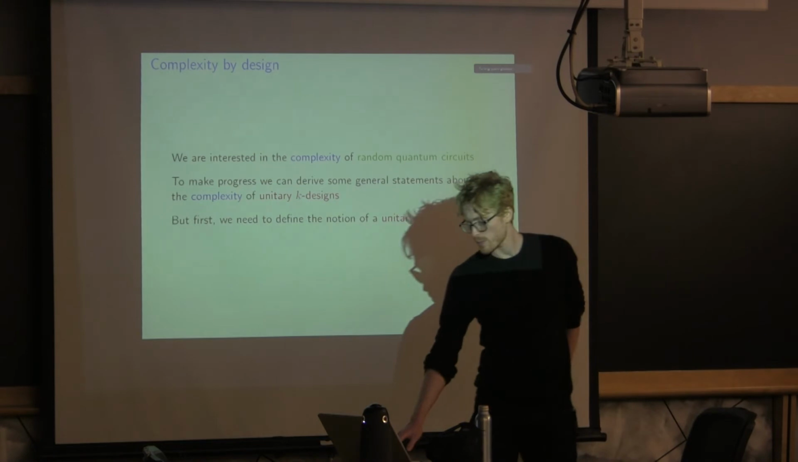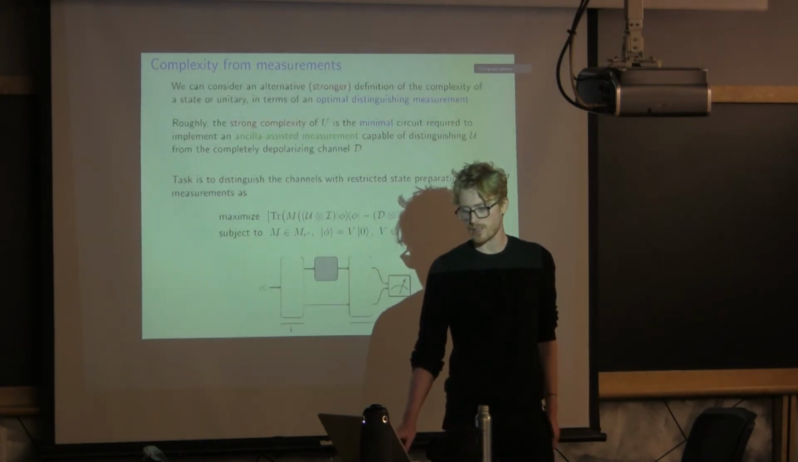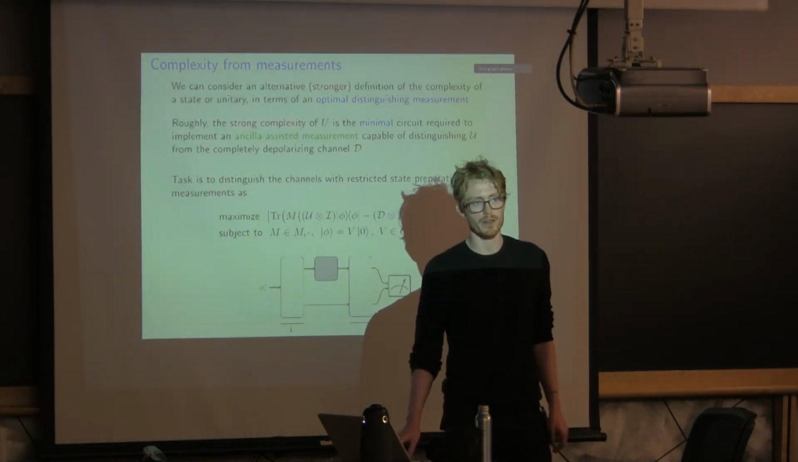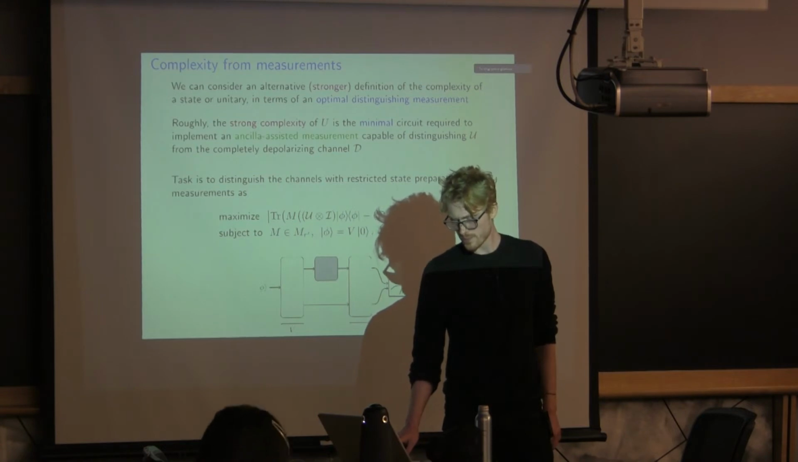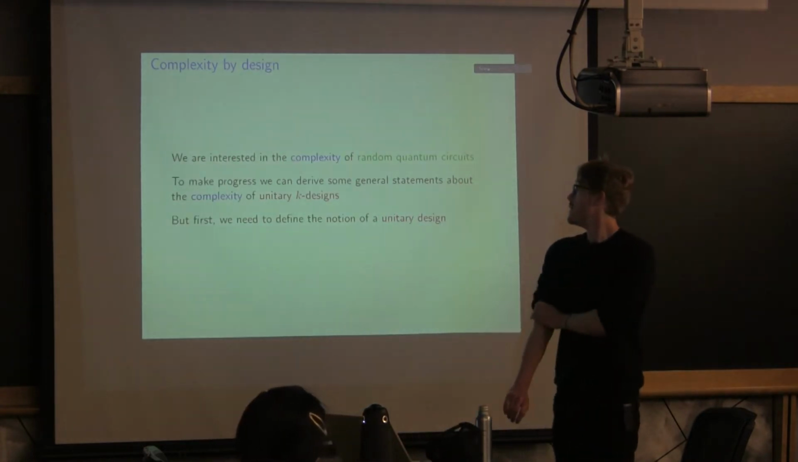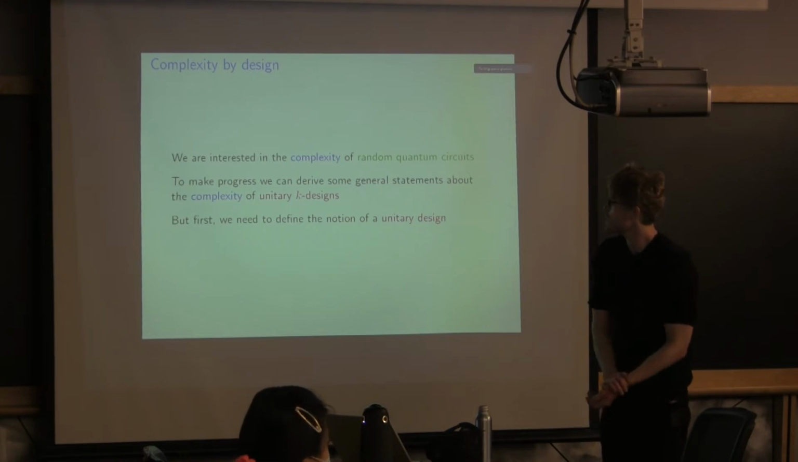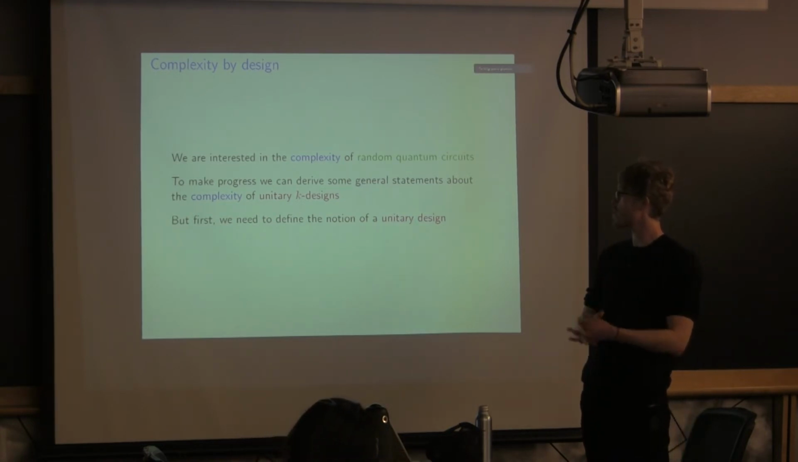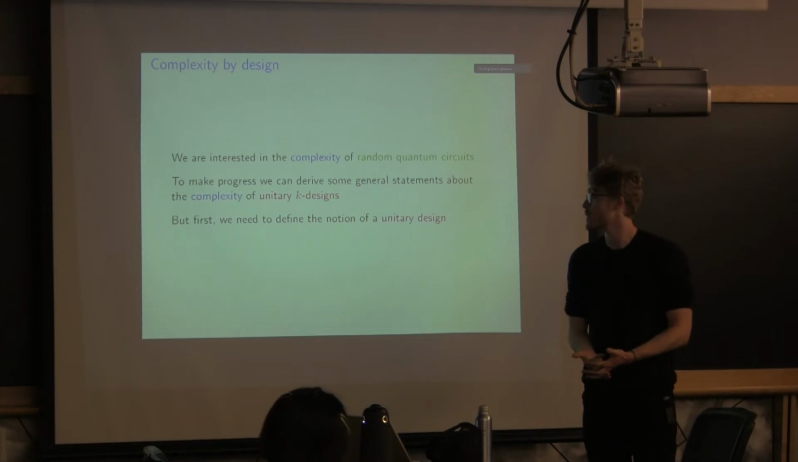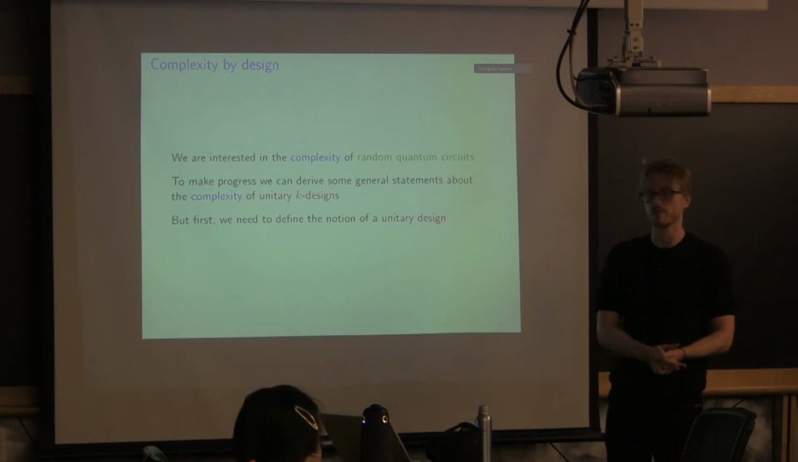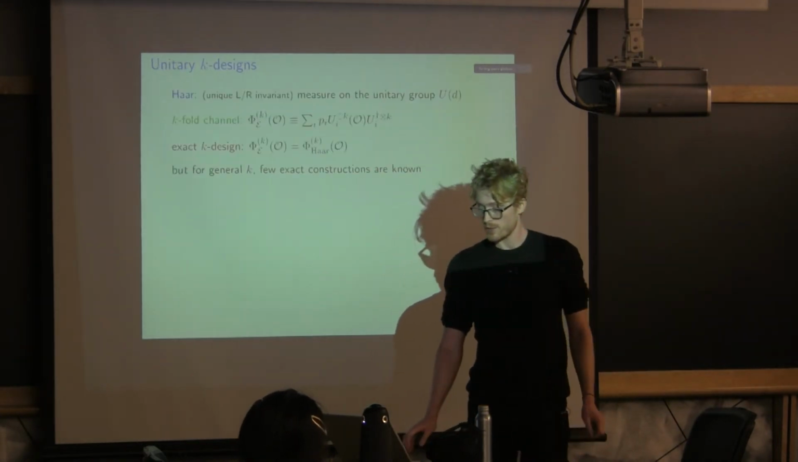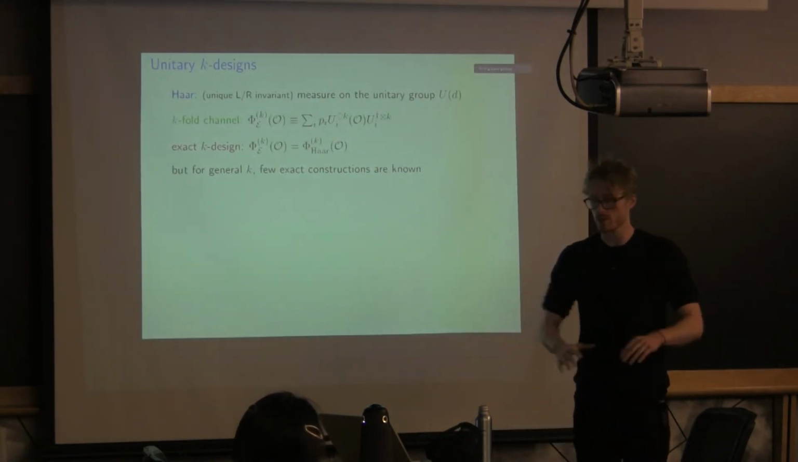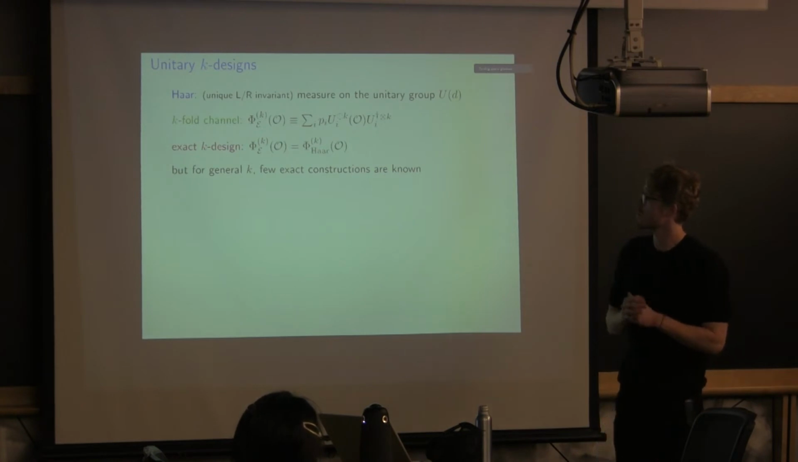But I think there are some reasons why this idea of complexity in terms of measurements might be a better way to think about it, involving AdS/CFT. I think this makes more sense from some intuition from AdS/CFT, but maybe we can talk about that after. Good. So again, we're interested in the complexity of random quantum circuits. To make progress, I want to derive some very general statements about the complexity of these nice sets of unitaries called unitary designs. But before I do that, I need to tell you what a design is. I'm going to give the rigorous definition before I draw some pictures, which I think are much more intuitive.